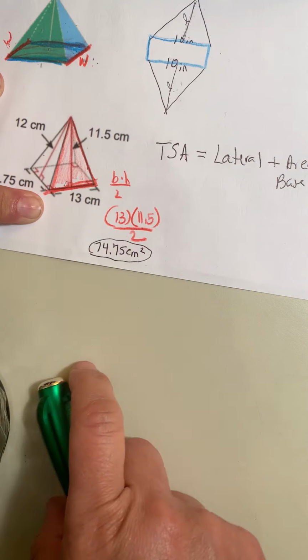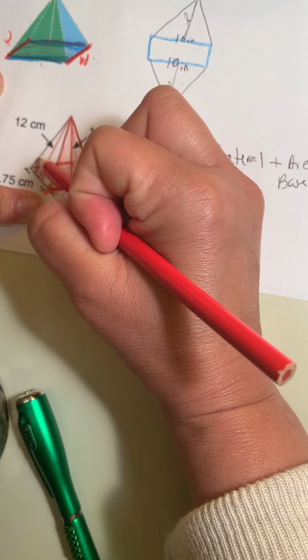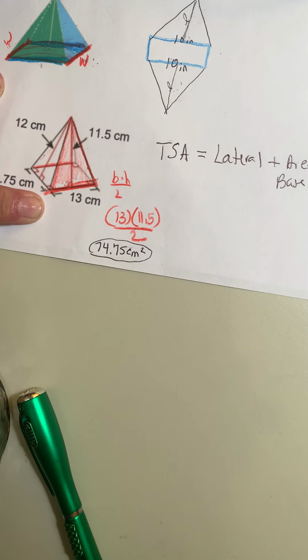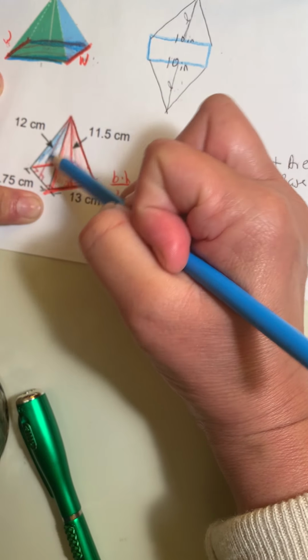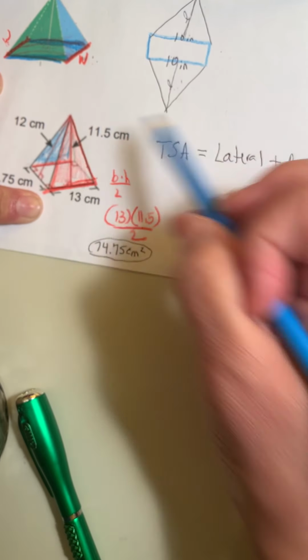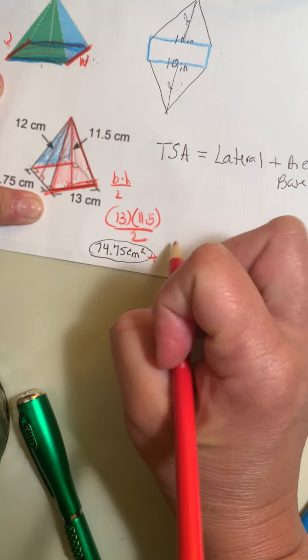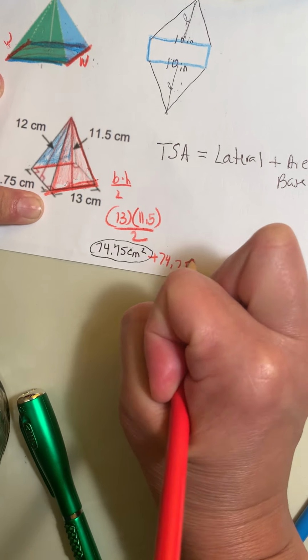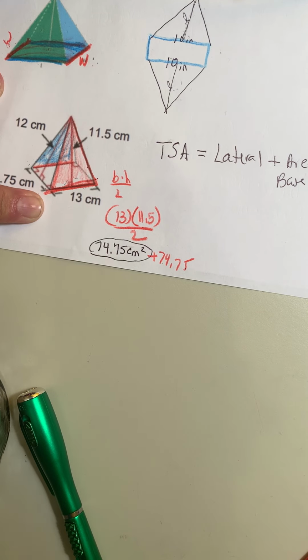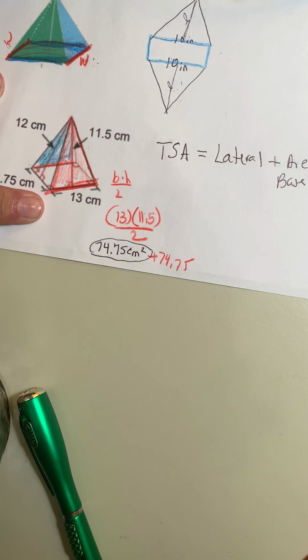The one on the back is exactly the same because this also is 13. So the one in the back, which I will shade in blue right here. This back one is exactly the same. So you have two that are exactly the same. So 74.75 plus 74.75. Now I'm going to do the front, or this one right here. If you can see it, I will probably highlight that one.